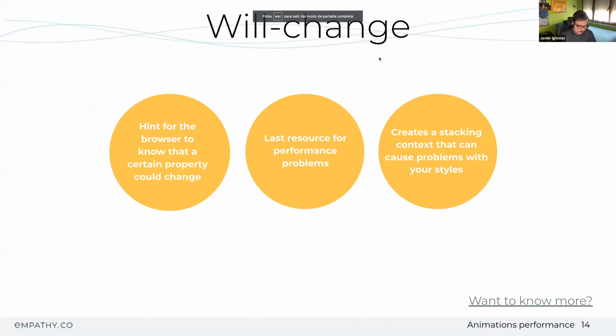And last, we have the will-change property. It's a CSS property that you can use to give a small hint to the browser of things that are going to change, and then the browser may or may not listen to these hints. The problem with this property is that it creates a new stacking context. It creates a new layer for the element that you apply this property to, and this can conflict with your CSS styles.